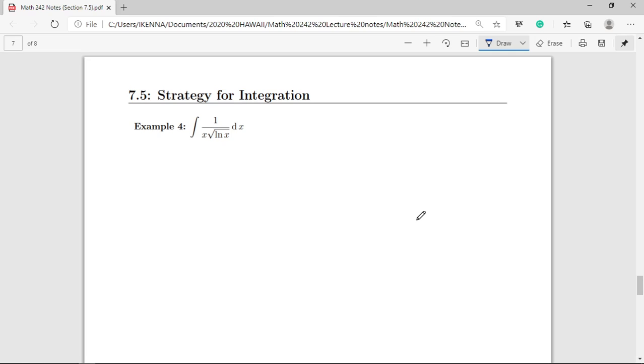Okay, yeah, so this looks a little bit weird, but it shouldn't be. If you look at this, I can actually see an obvious substitution that I can make. The obvious substitution here is to let u be equal to ln of x. This means that my du is equal to 1 over x dx.